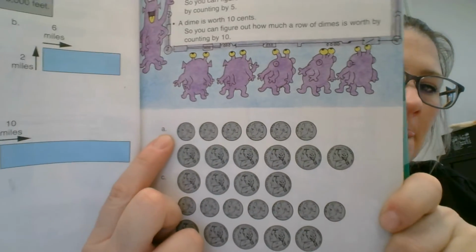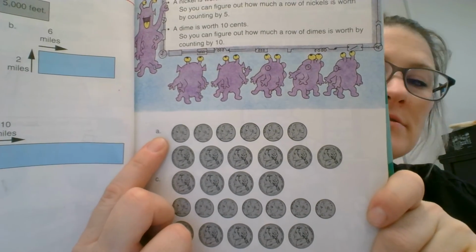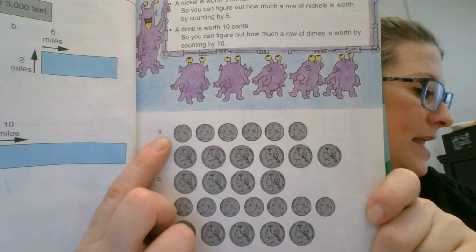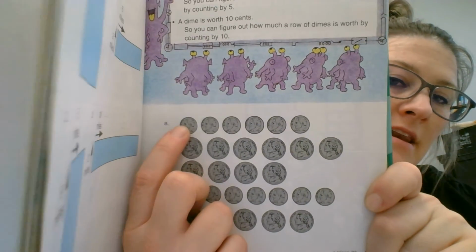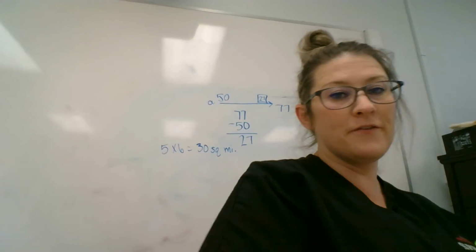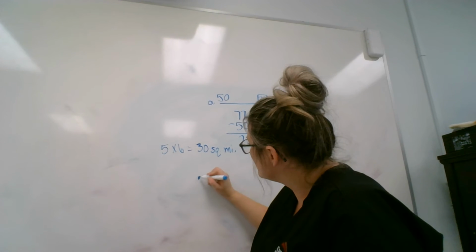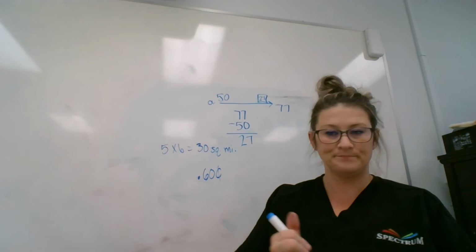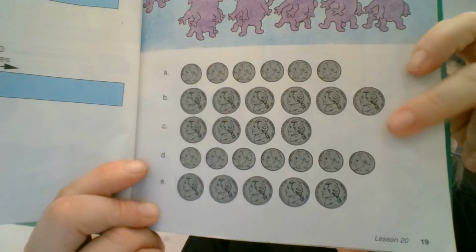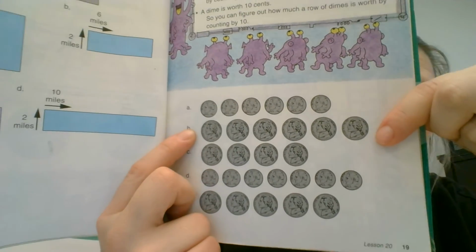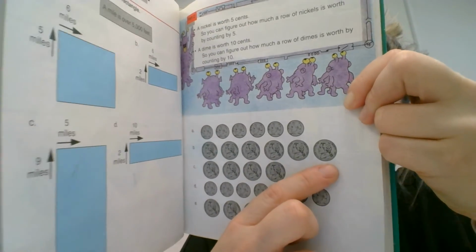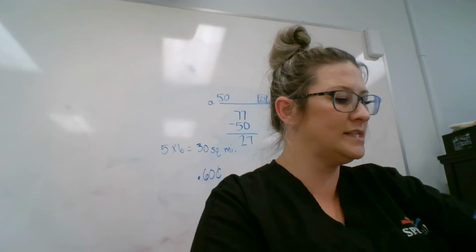Row A. These are dimes. Dimes are smaller than nickels, so I can count by 5s or 10s. What do you think? 10s. All right, let's go ahead and count by 10s. Ready? 10, 20, 30, 40, 50, 60. So in my first row, I have 60 cents. Row B. These are nickels, so I can count by 5s. Ready? 5, 10, 15, 20, 25, 30. So my answer for row 2 is 30 cents.